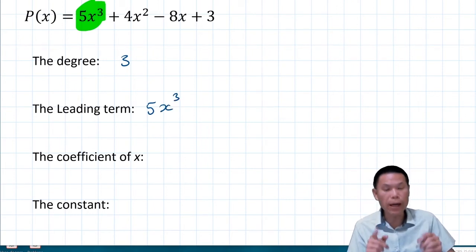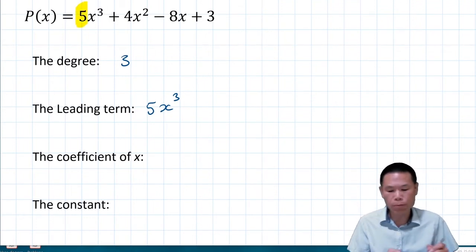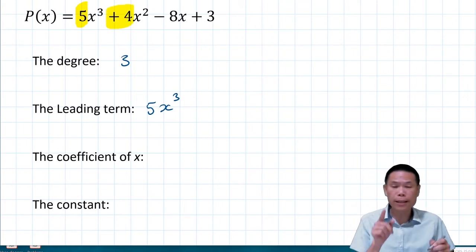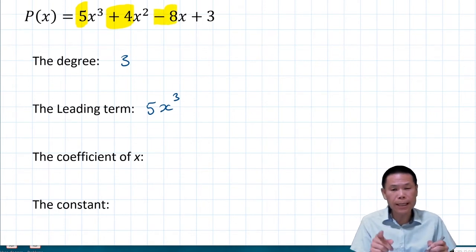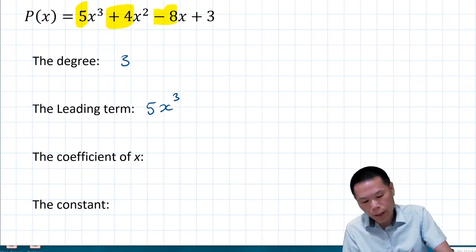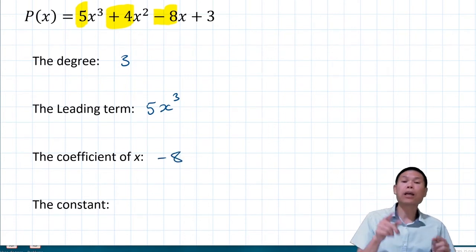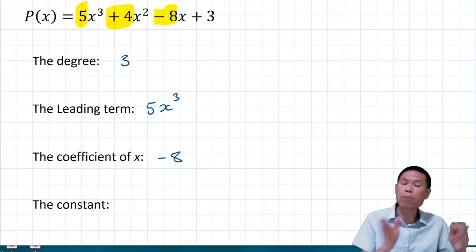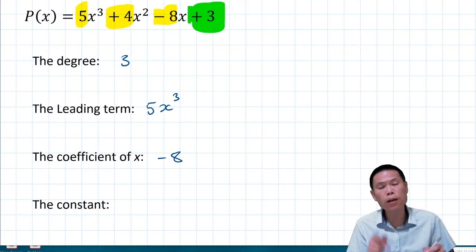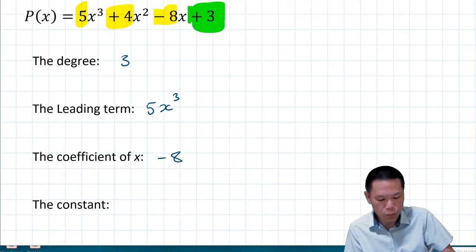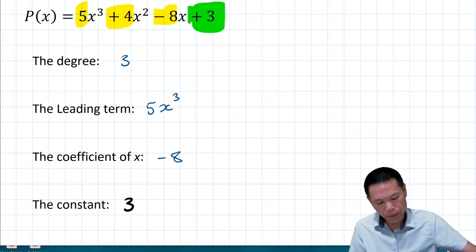Now the coefficient of x. Now remember, 5 is the coefficient of x to the power of 3. 4 is the coefficient of x to the power of 2. So negative 8 is the coefficient of x. So therefore, the coefficient of x is negative 8. And the constant. Now, constant means the number by itself, okay? So this is called the constant. So the constant is positive 3. But, of course, we just write 3. We don't write positive 3. There you go.